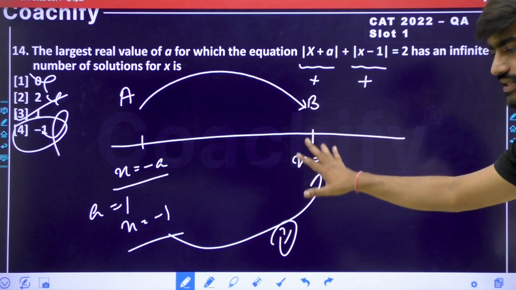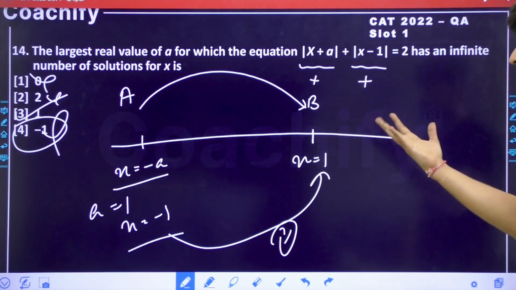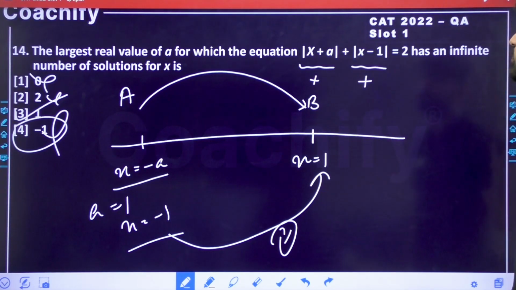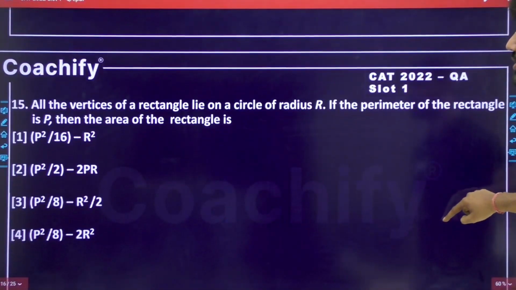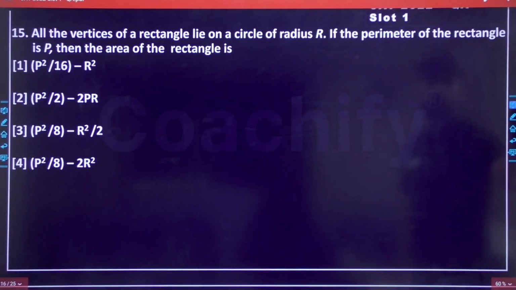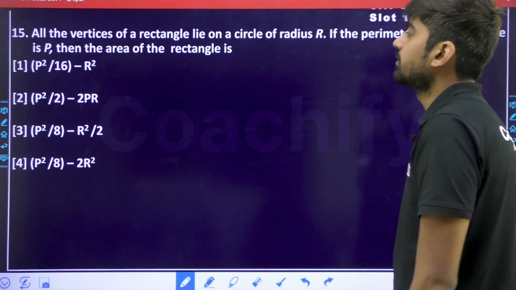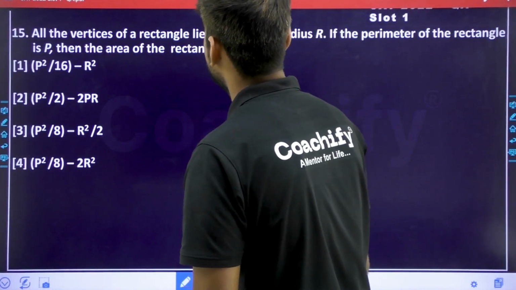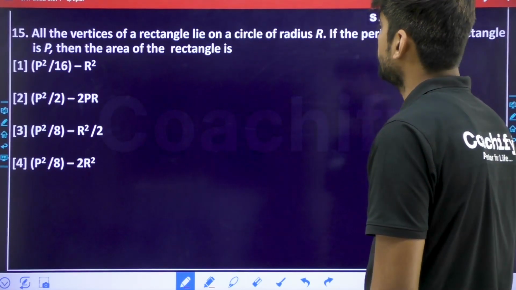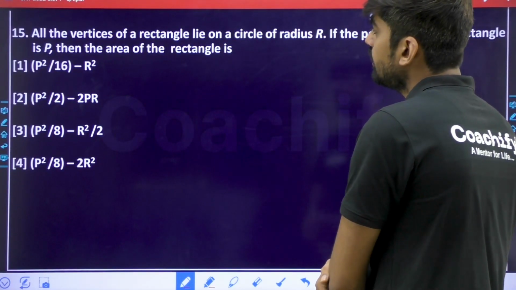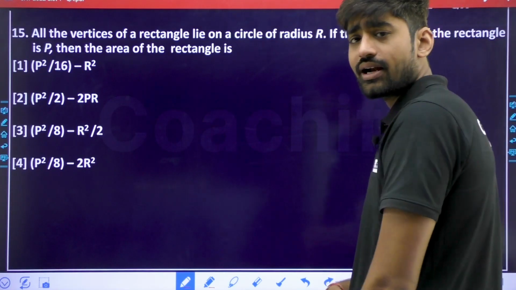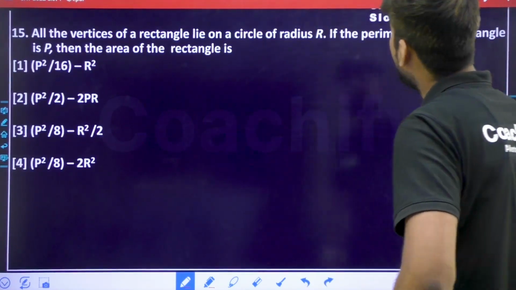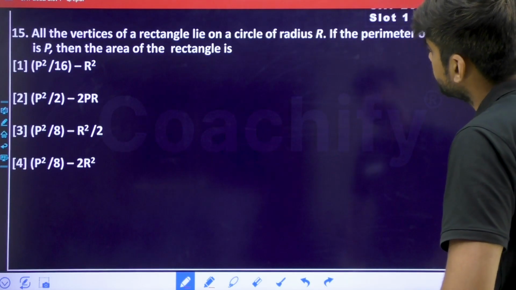So I hope you understand this. This was Friend's method of solving these modulus questions. Let's proceed to the next question. That's a good question based on a rectangle and circle. Now, all the vertices of a rectangle lie on a circle, that means it's concyclic, and the radius of the circle is given as r.